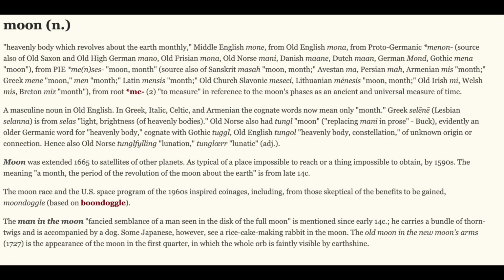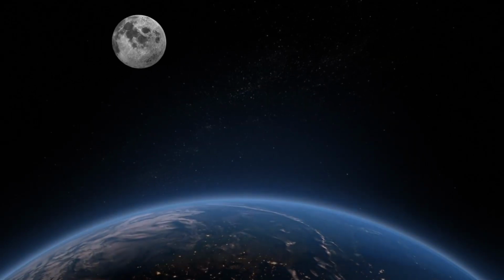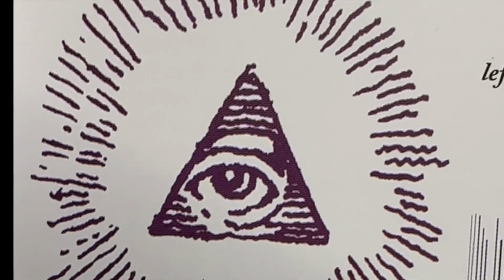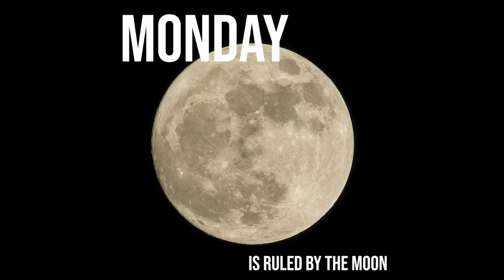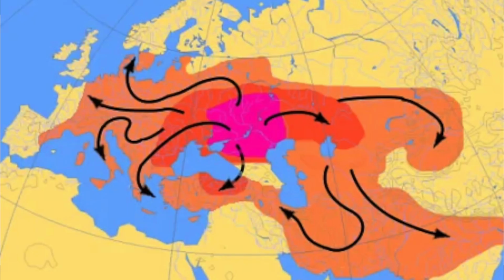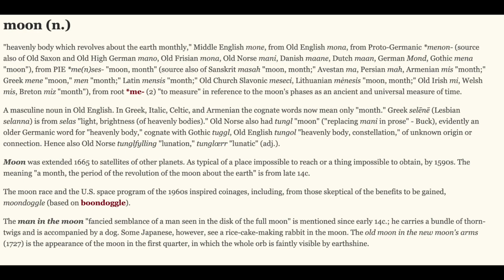Here's what Etymonline has listed under moon. Moon: heavenly body which revolves about the earth monthly. Moon comes from Middle English mone, spelled M-O-N-E, or English Mona, like Mona Lisa, and from German Mond, like Monday or Moon Day, and from Latin mensis, from Greek men, and from the Proto-Indo-European language root me, which means measure. Next time you hear someone use meh as a response to how they feel about something, remember, it's highly unlikely they haven't the slightest idea where it came from.